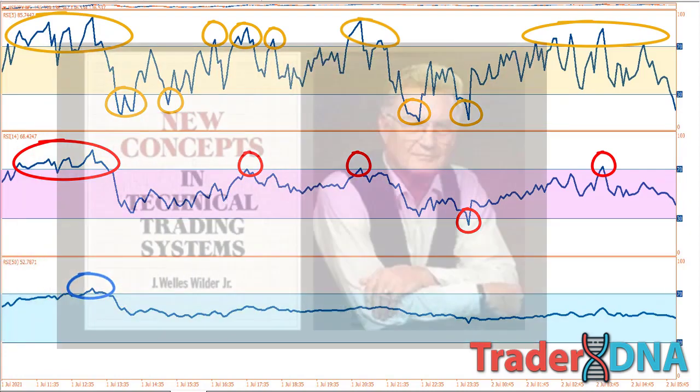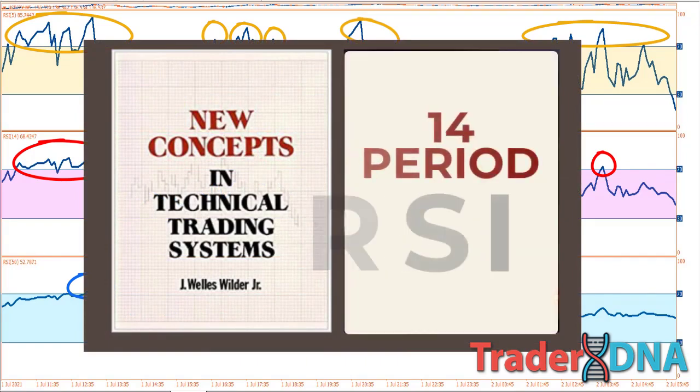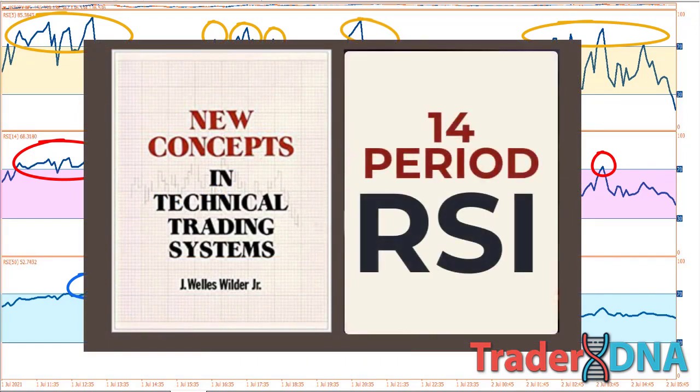In his book New Concepts in Technical Trading Systems, Wells Wilder only uses trading strategy examples with the 14-period RSI. Although other RSI settings are certainly possible and potentially profitable, since Wilder created the indicator, we should take time to note why he thinks his indicator is best set up with 14 periods.